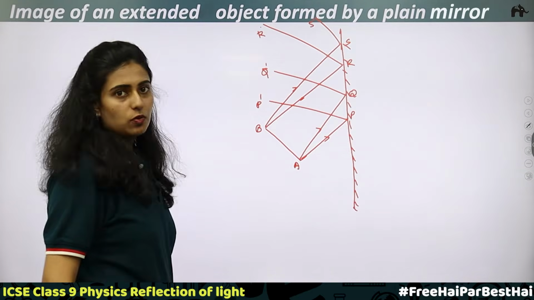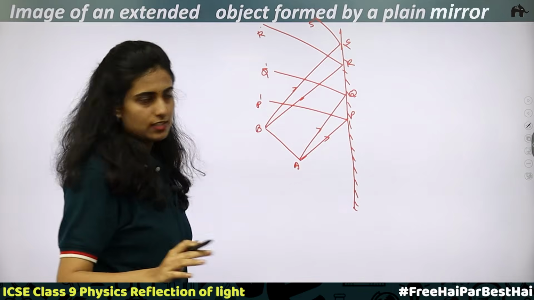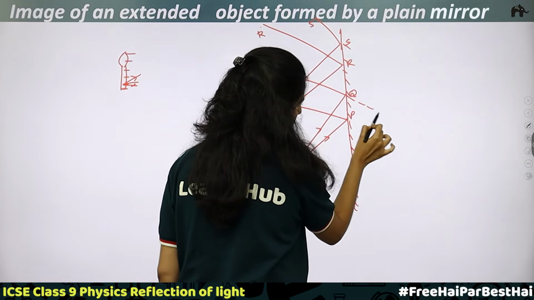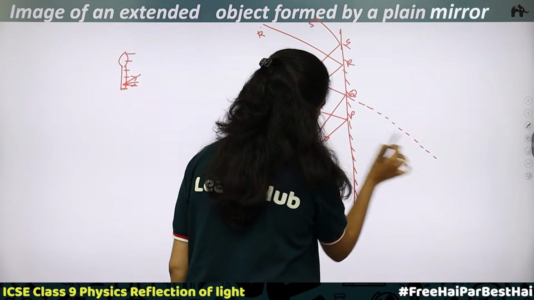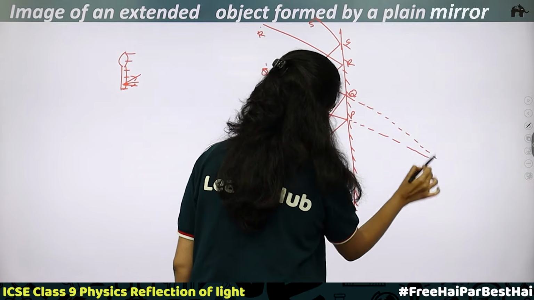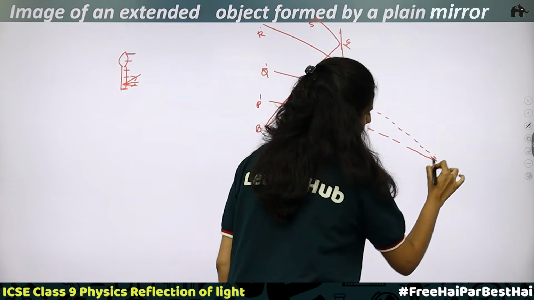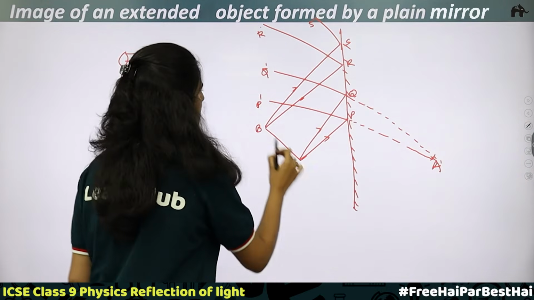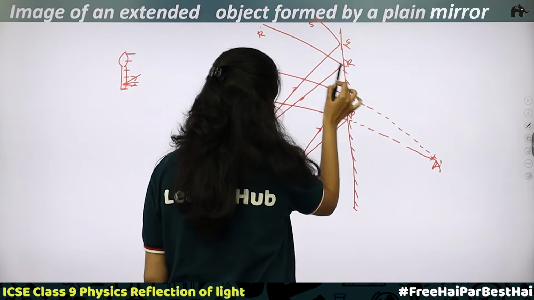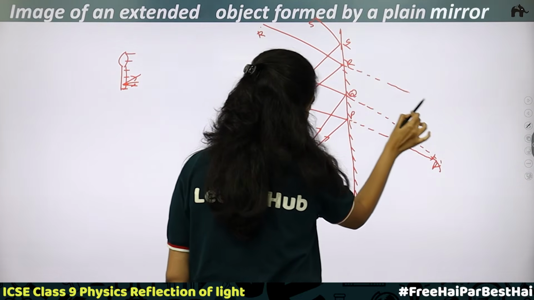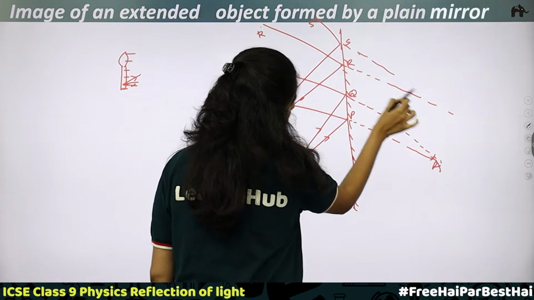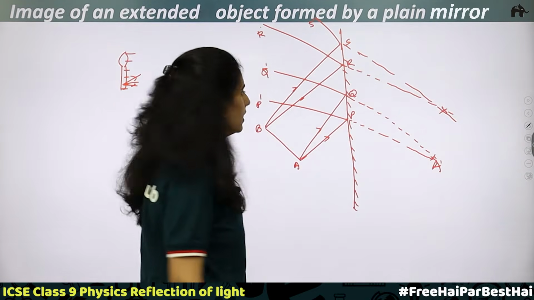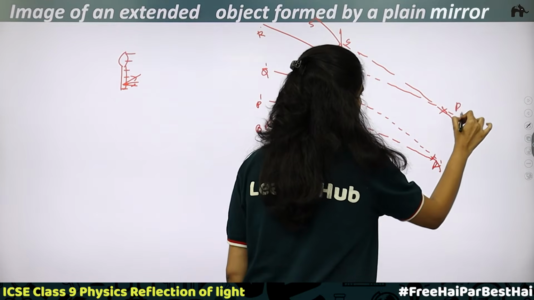Now we are going to extend them backwards. These first two will be extended backwards, and they will be meeting at a point. This is the point which I will name A dash. Similarly, R dash and S dash on extending backward will be meeting at a point, which I will name B dash.